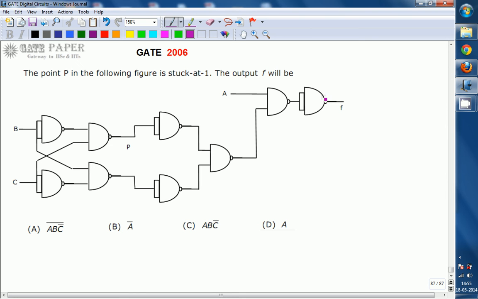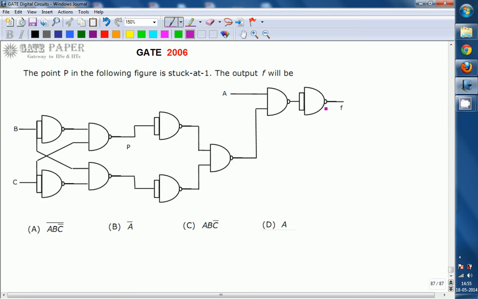Hello, we are discussing the GATE 2006 ECE paper, and this question is related to digital circuits. Look at the circuit diagram. The point P in the following figure is stuck at 1. Then the output F will be.